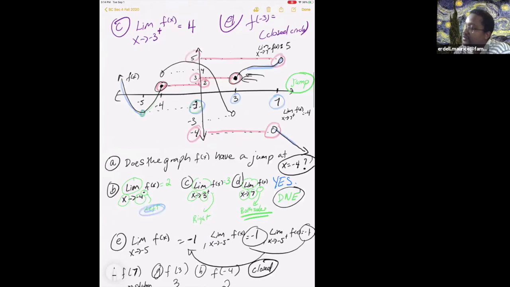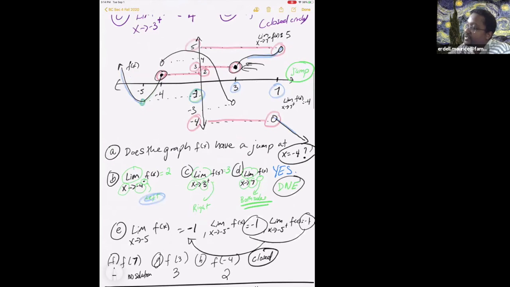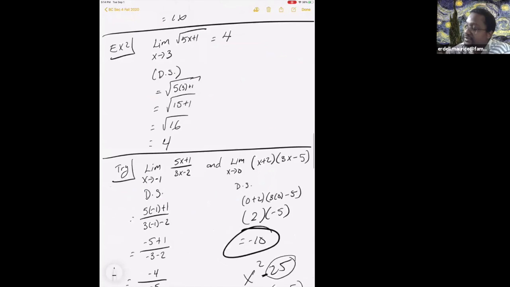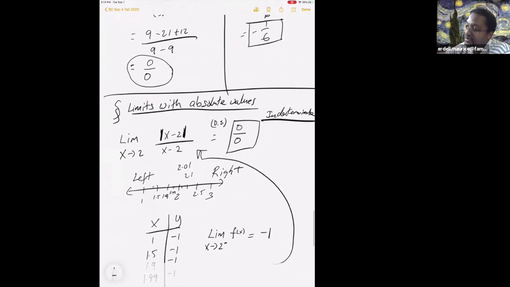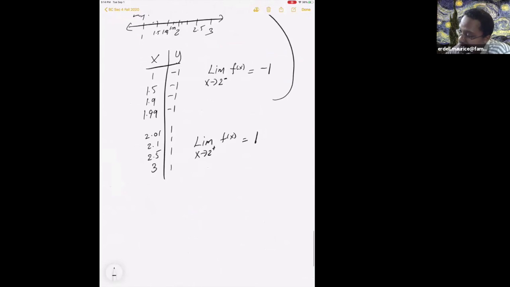Where is it? Right here. When a graph has a jump, when the limit from the left is different from the limit from the right, the limit does not exist. The limit as x approaches 2 for my function right here does not exist. Questions there?